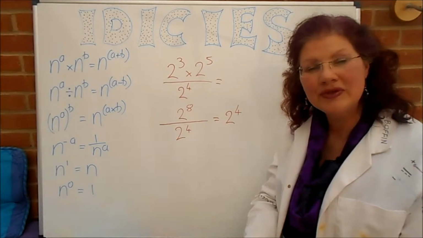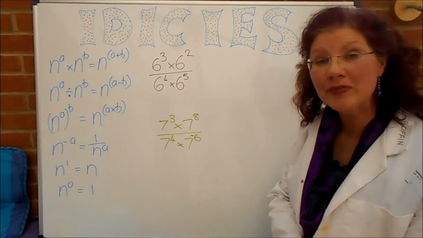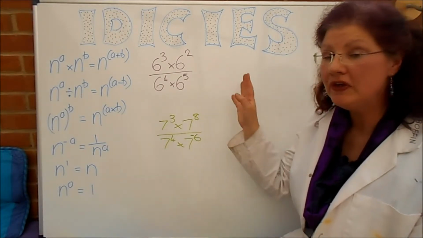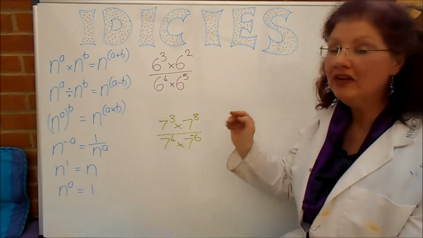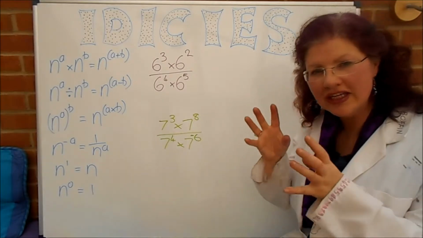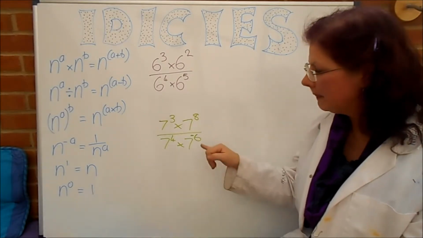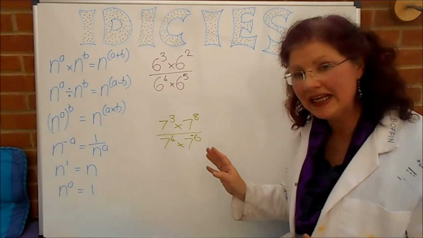I'm going to wipe down the board, and then you're going to have a go at a few yourself. See you in a minute. Right, here are a couple for you to have a look at. Remember, you don't have to do this all in one great big thing. You can simplify the top and then simplify the bottom and then simplify those two together. So just take each bit one step at a time. We've got a negative power down here. Don't worry about it, just treat it exactly the same.